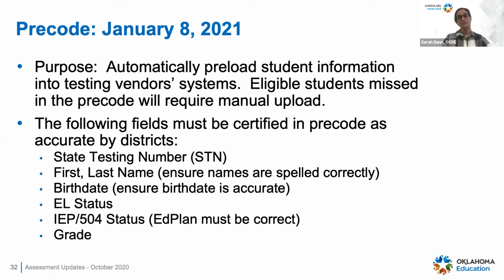With Precode, it is important that when this snapshot is taken, when we pull from the wave on January 8th, the information we really need to be correct is the state testing number, the student's name, the student's birth date, also their EL status, their IEP or 504 status, and their grade level. That's what we really, really need to make sure is correct when the Precode snapshot is taken.